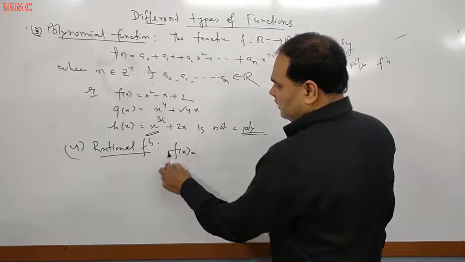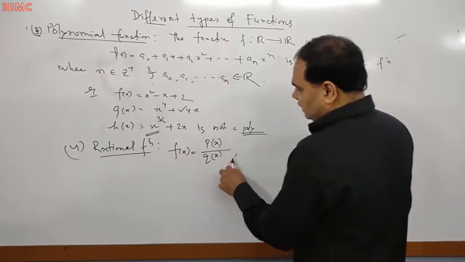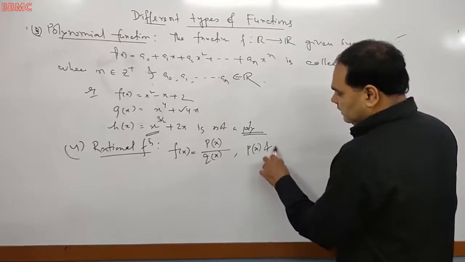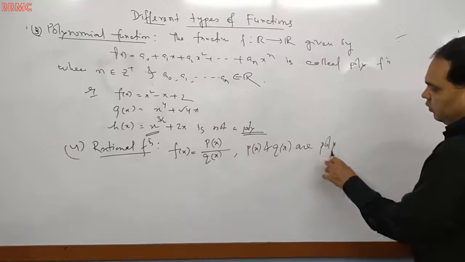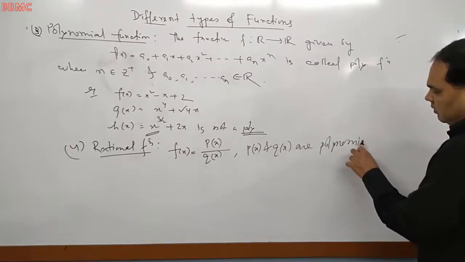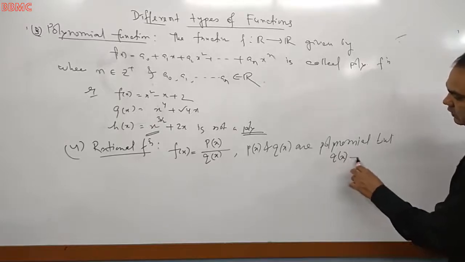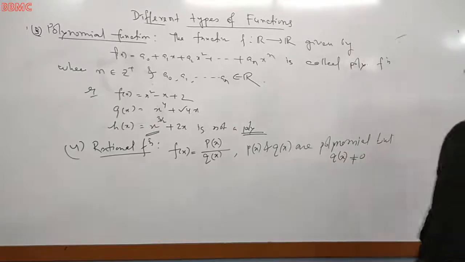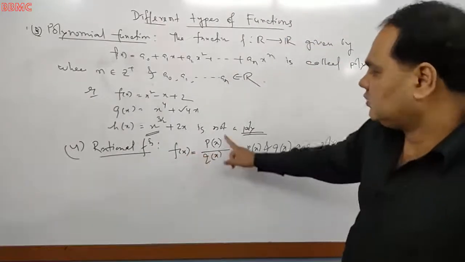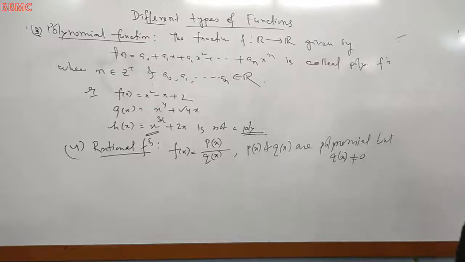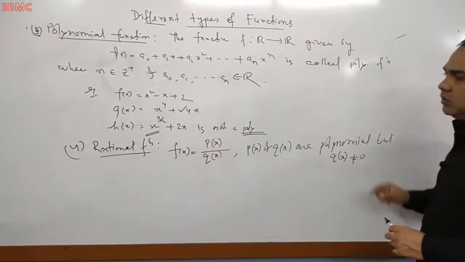It is said to be a rational function if it is of the form p(x) by q(x), where p(x) and q(x) are polynomials, but q(x) is not equal to 0. Why is it called a rational function? f(x) is equal to p(x) by q(x), where p(x) and q(x) are polynomials, but q(x) is not equal to 0.